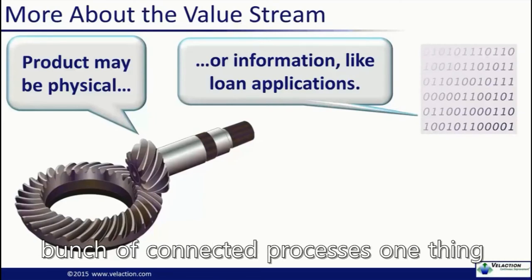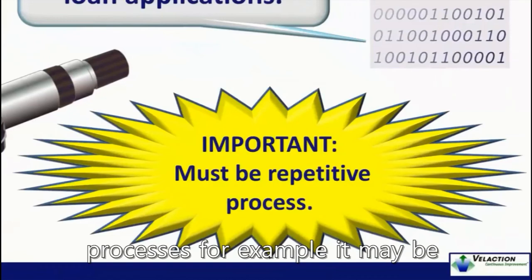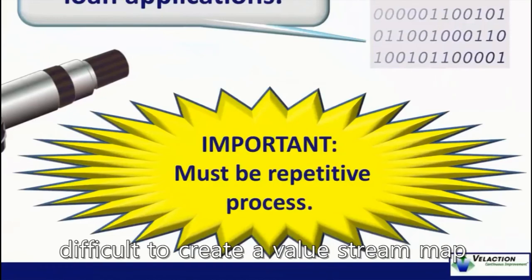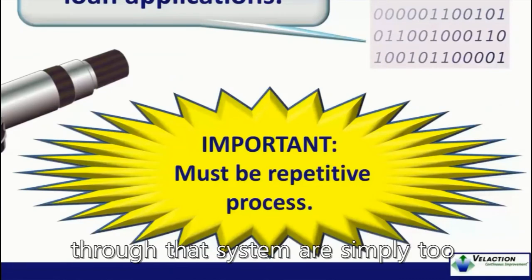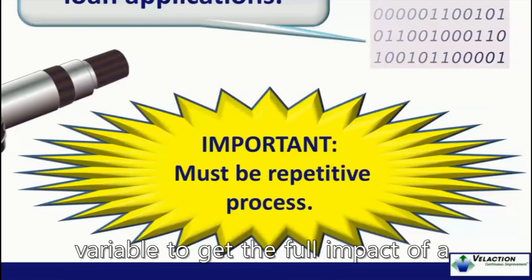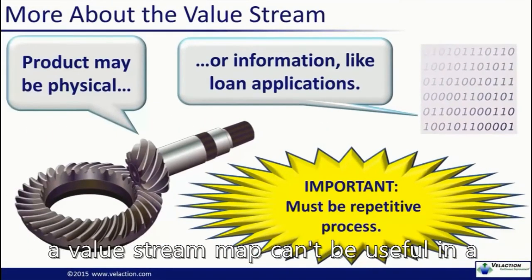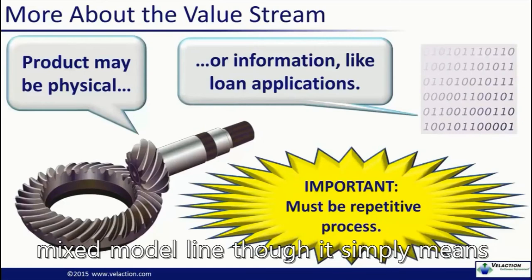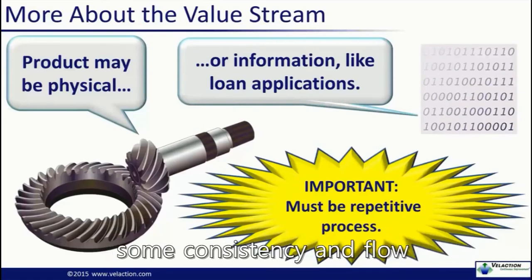One thing to keep in mind, though, is that value stream maps only work for repetitive processes. For example, it may be difficult to create a value stream map for a job shop. The flow of products through that system are simply too variable to get the full impact of a value stream map. That's not to say that a value stream map can't be useful in a mixed model line, though. It simply means that there has to be the potential for some consistency in flow.